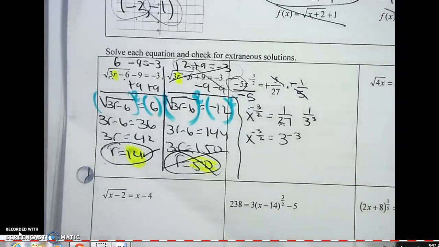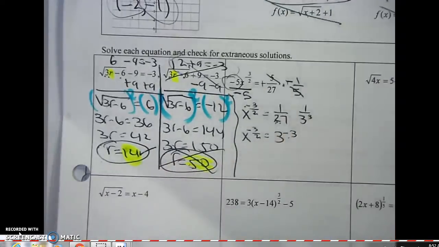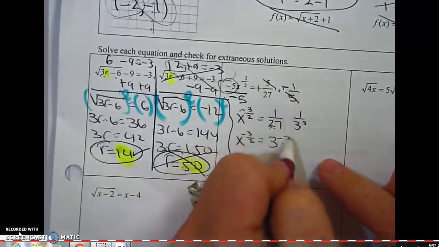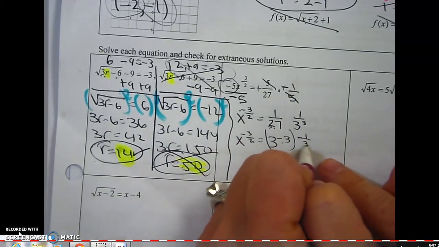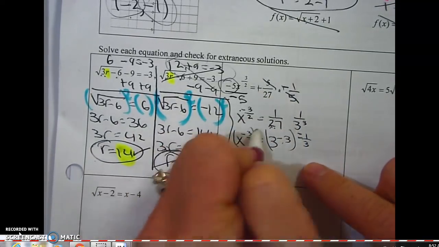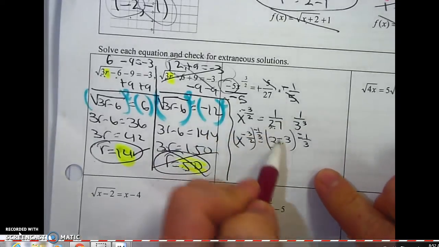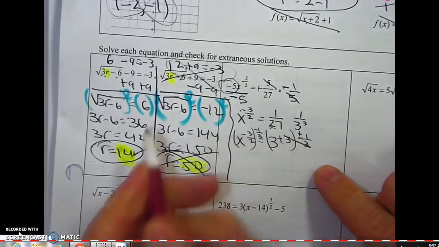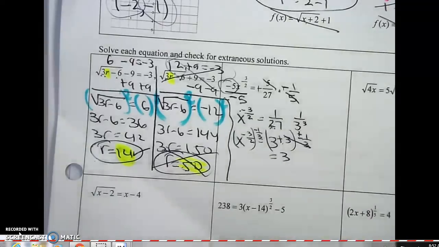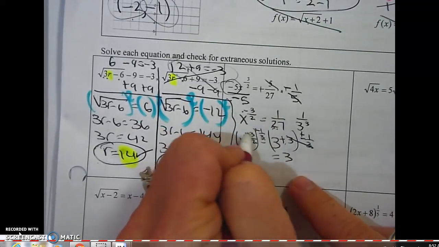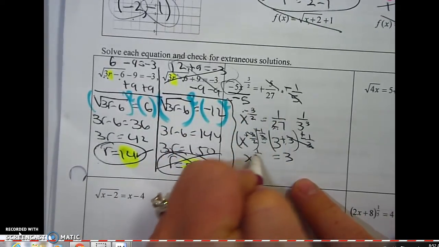So first thing I'm going to want to do is get rid of the negative exponent. So I'm going to multiply by -1/3. And when I do that, a negative and a negative make a positive. That cancels, and I'm just left with 3 on the right. A negative and a negative make a positive. That's gone, and it's x to the 1/2.